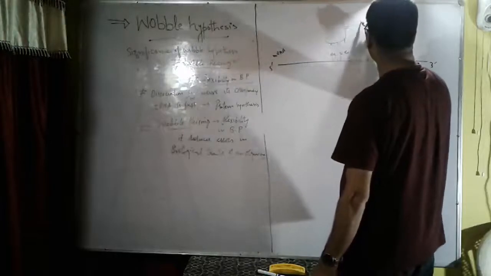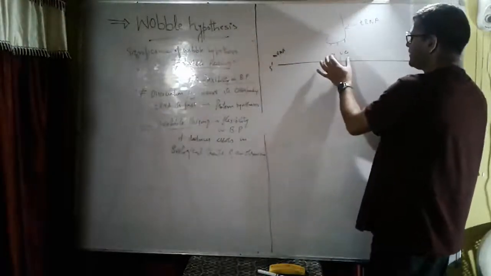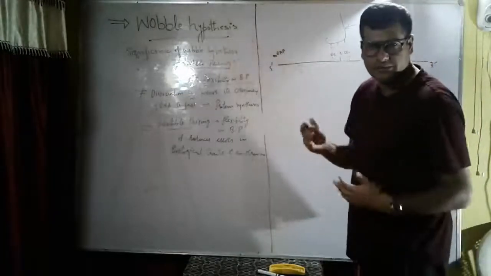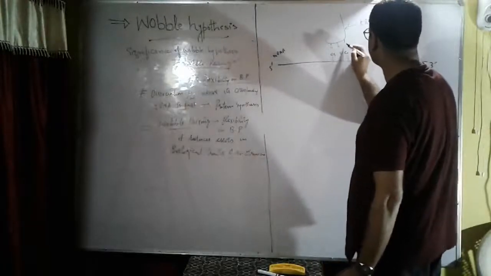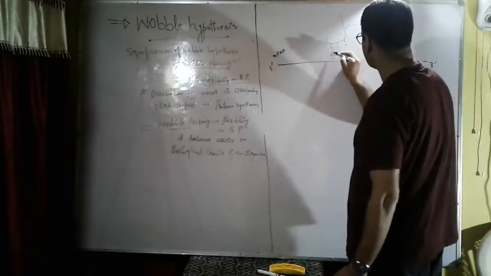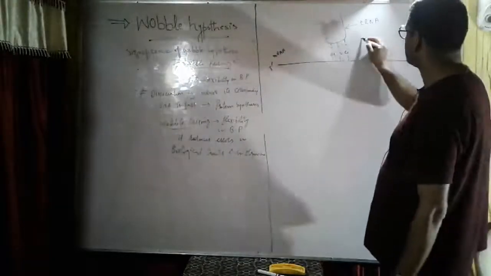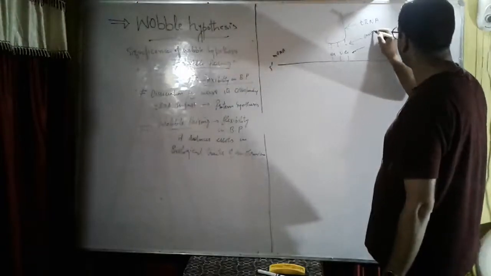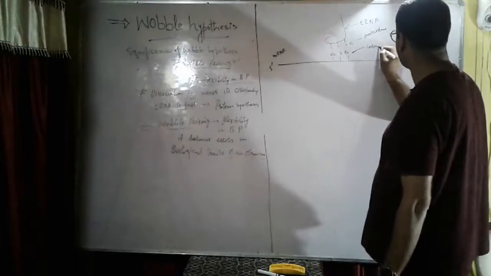tRNA. As we know, guanine pairs with cytosine. It is according to the Watson-Crick base pairing rule. Uracil pairs with adenine and guanine pairs with cytosine. This is according to the Watson-Crick base pairing rule. These are anticodons of tRNA and this is the codon of mRNA.